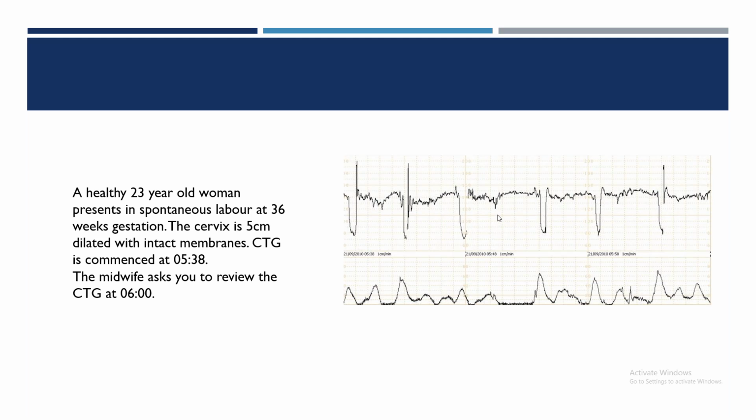Baseline heart rate. This is 140 and this is 160. This is around 150. 140 to 150 baseline heart rate is there. Correct? Yeah. Variability is good. Correct? Yeah. Decelerations, accelerations are not there.